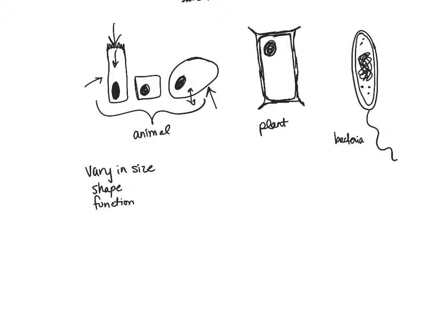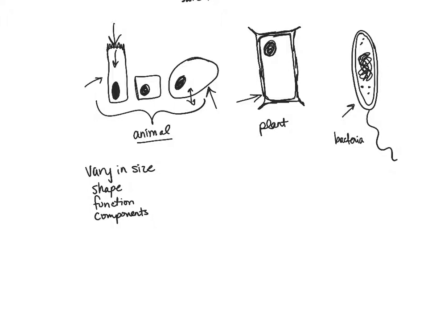They also have different components. So we already mentioned the similar components, but we already mentioned also here, like a plant has a cell wall, whereas animal cells have no cell walls. Bacteria also have cell walls.